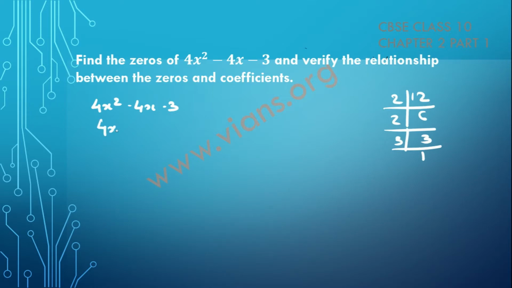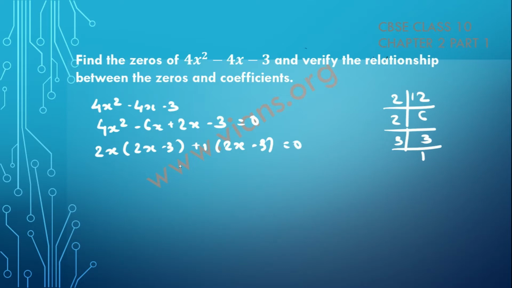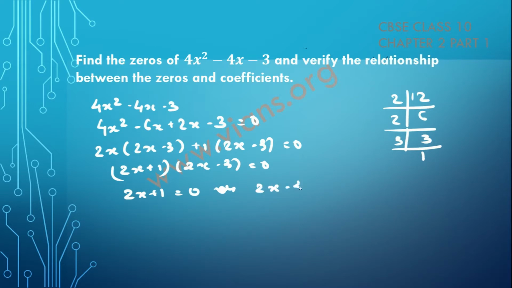So it can be written as 4x² − 6x + 2x − 3 = 0. Take out the common factors: 2x(2x − 3) + 1(2x − 3) = 0. (2x + 1)(2x − 3) = 0, which means 2x + 1 = 0 or 2x − 3 = 0, which means x = −1/2 or 3/2. Alright, so these are the zeros.